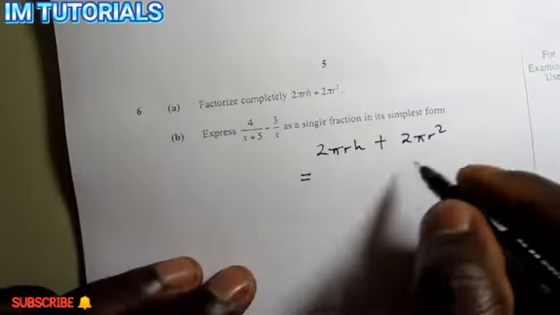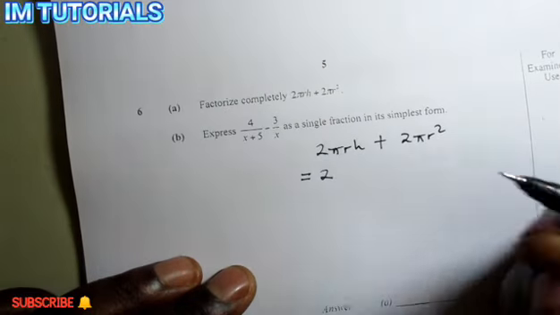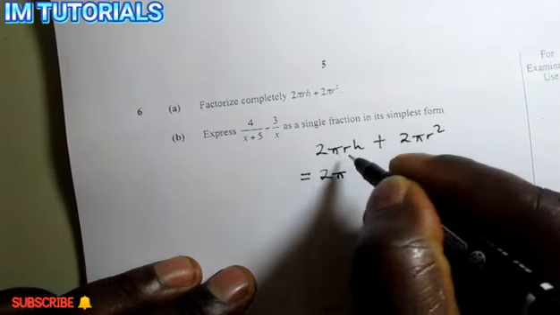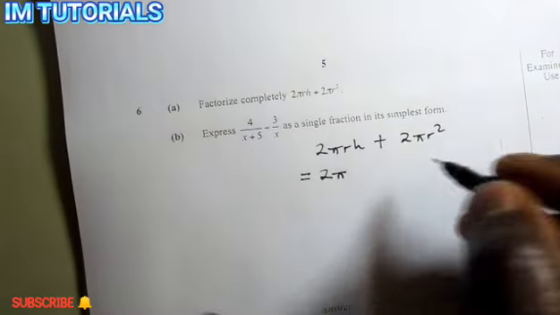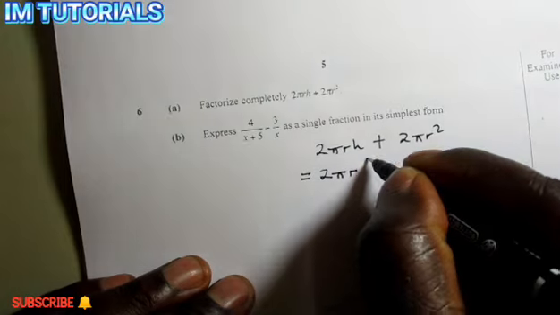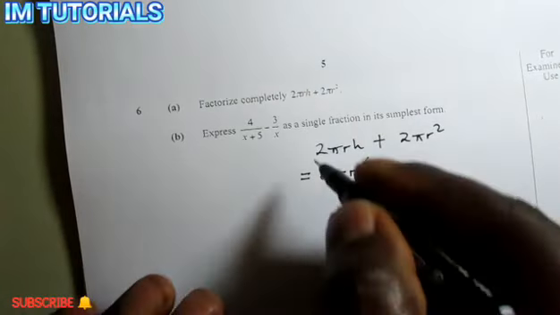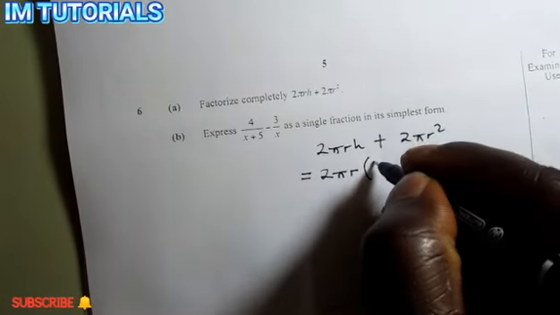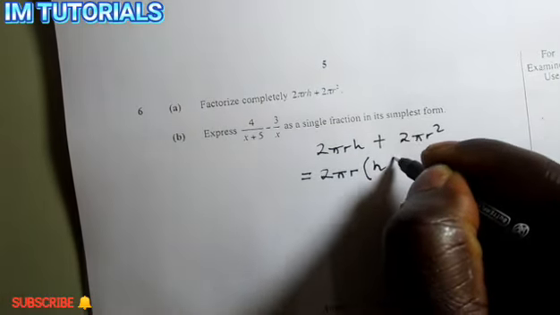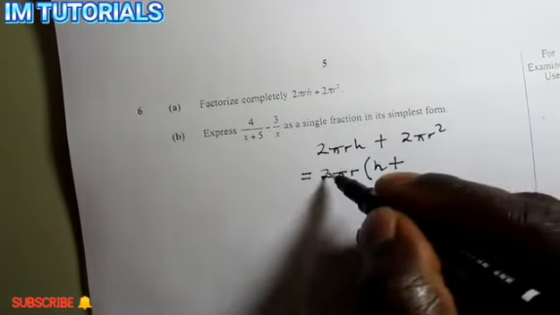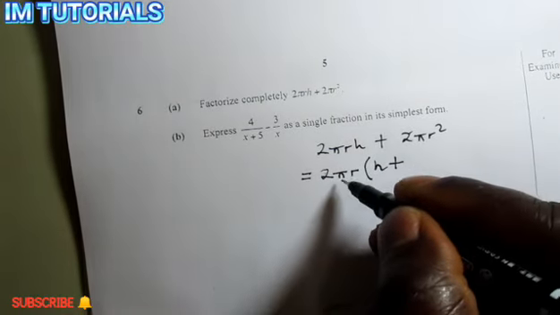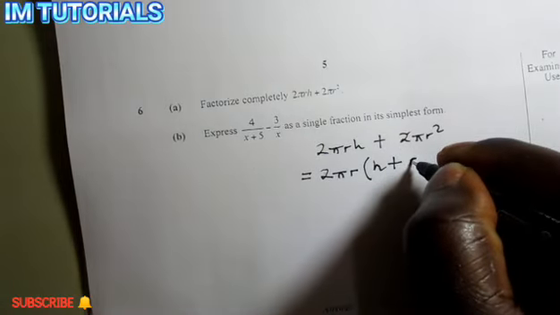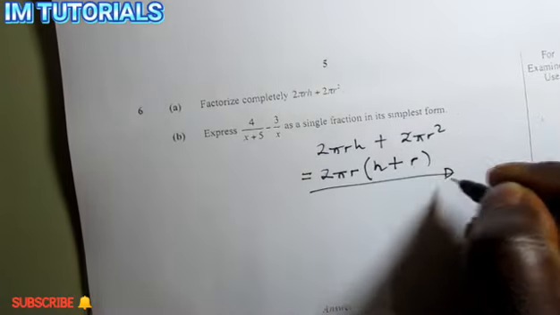The highest common factor of 2 and 2 is 2. Then for the letters, the highest common factor of pi and pi is pi. Then for r and r squared, we have to take the r with the smallest power. So 2 pi r and 2 pi r cancel out each other, and you'll be left with h. Then you put your plus. 2 into 2, you get 1. Pi into pi, you get 1. Then r into r squared, you get r. So this is your final answer.